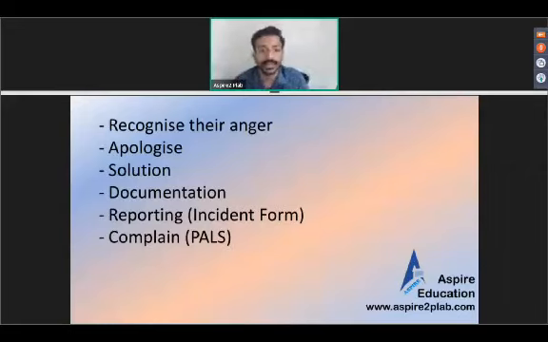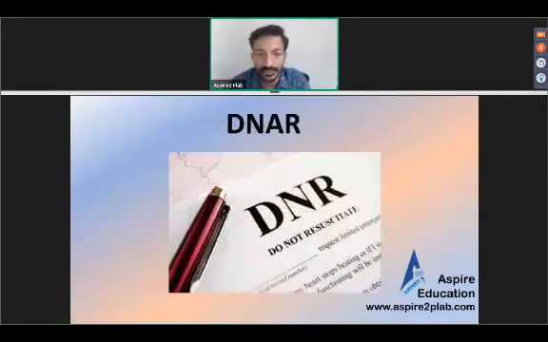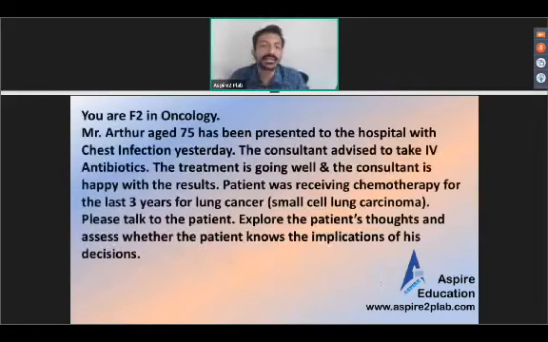The next one, DNR. This is again an old station. Actually, we had this station before as well, so I'll go very quickly with this station. Initially, we used to have the station where the patient doesn't want to take the heart medication because the patient had heart failure, heart attack. But this patient is a bit different. Let's read the station, then we will be able to find out what's the difference.